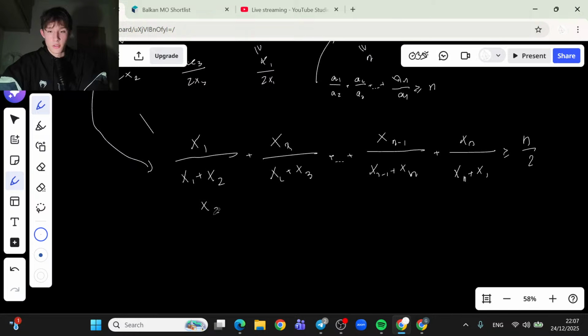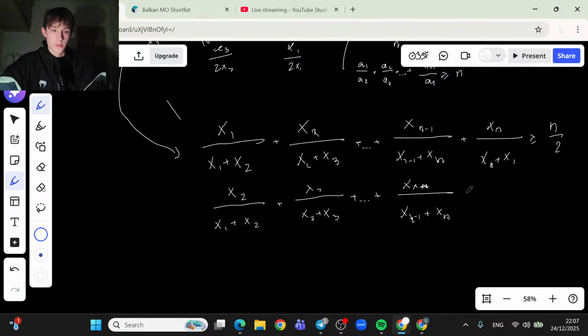Or we want to show that, for example, x2 over x1 plus x2, plus x3 over x2 plus x3, plus and so on, plus xn minus 1 over xn minus 1 plus xn. No, xn here. We want that to also include x1 over xn plus x1. We want that to be less than or equal to n over 2.